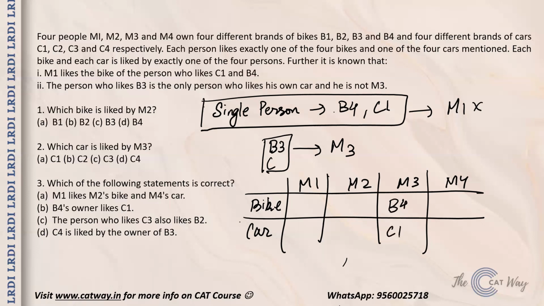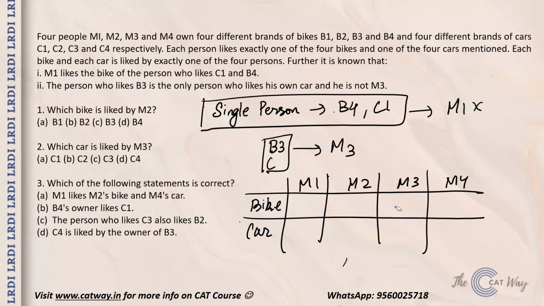Then in that case, M1 has to like the bike of M3. That is, M1 should like B3. If M1 likes B3, then he should like his own car, that is C1. But that is not possible because C1 is liked by M3. So B4 and C1 being liked by M3 is not possible.